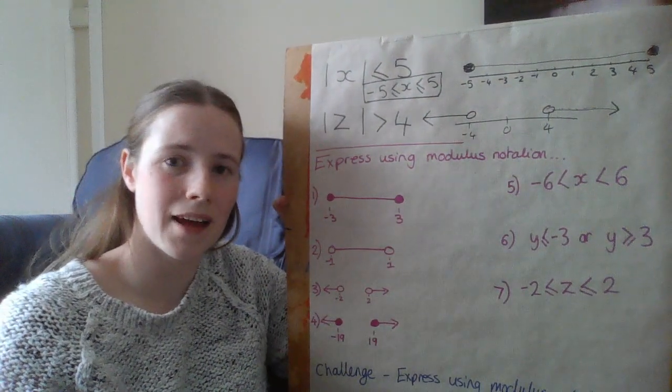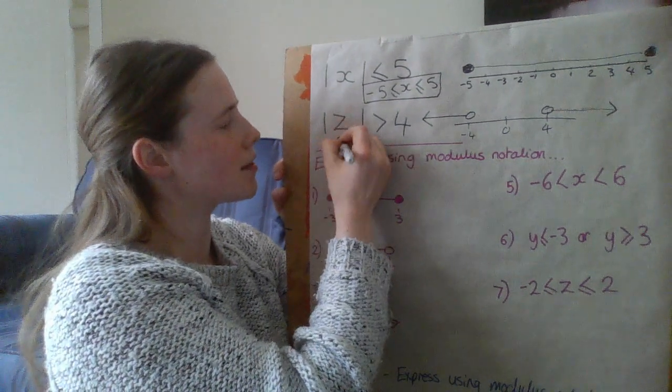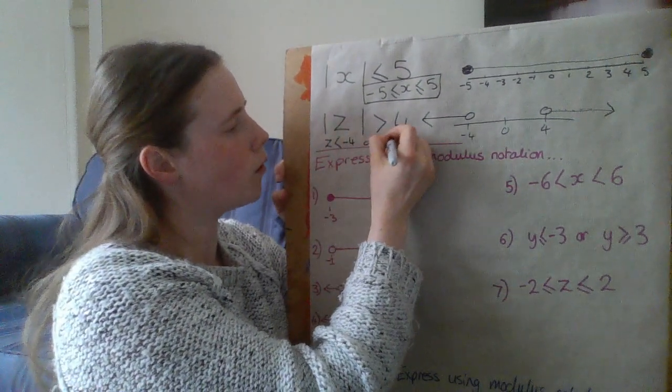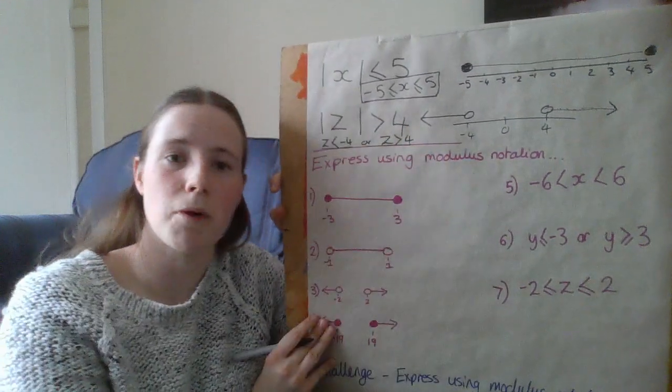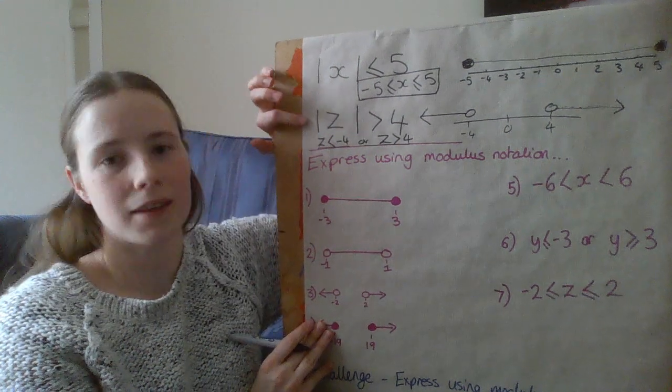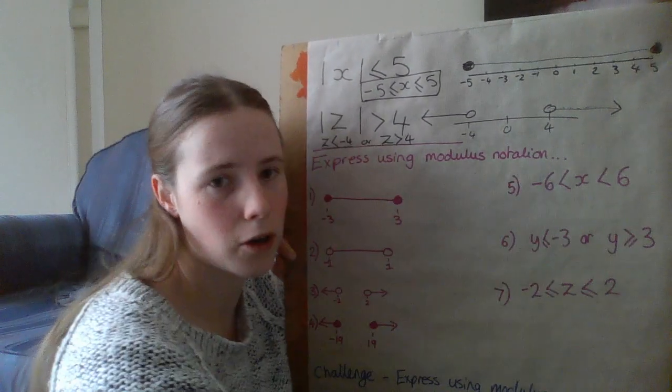So now I can express that as 2 different inequalities. I can say that z is less than -4 or z is greater than 4, okay, to capture all of those possible z values that make this modulus inequality true. Okay, so hopefully you've followed along with all of that.